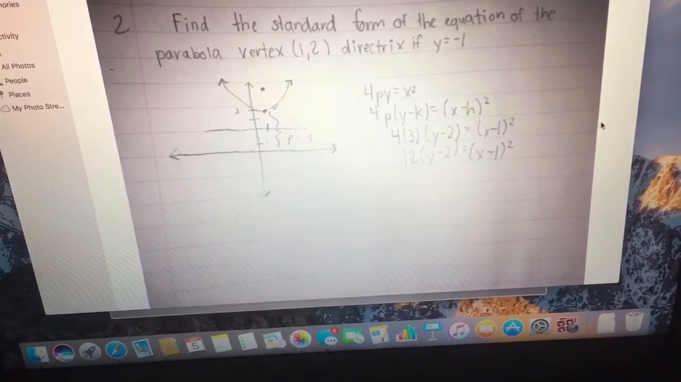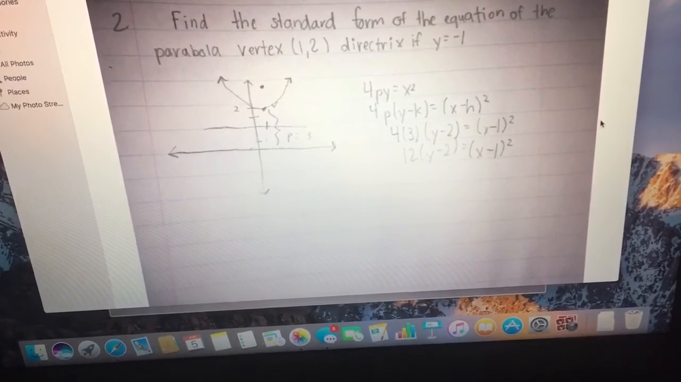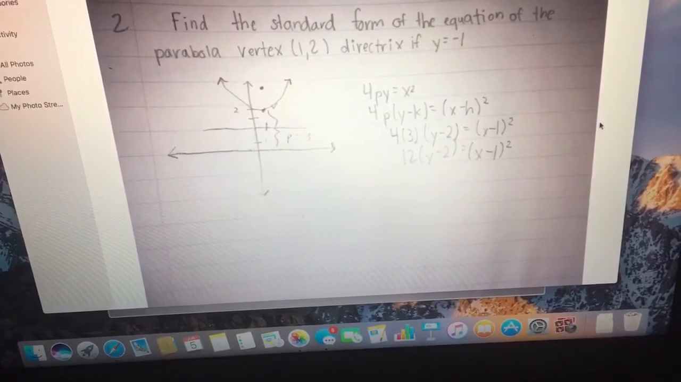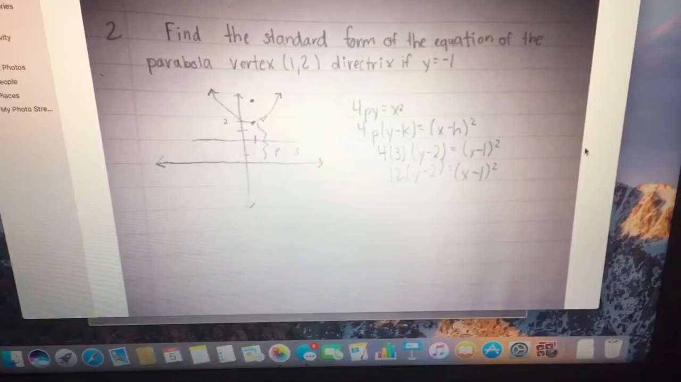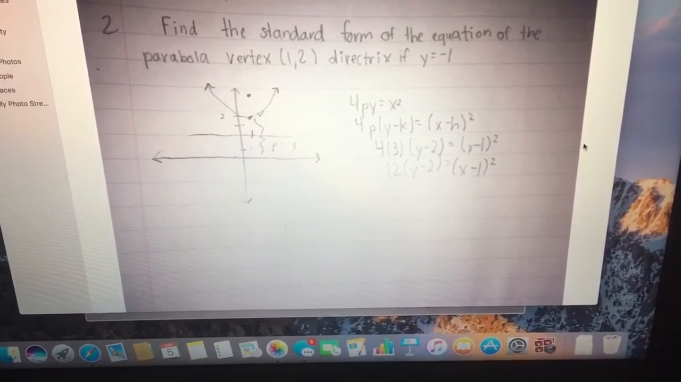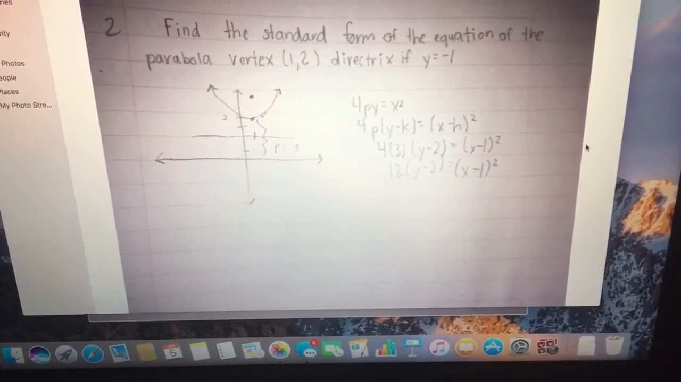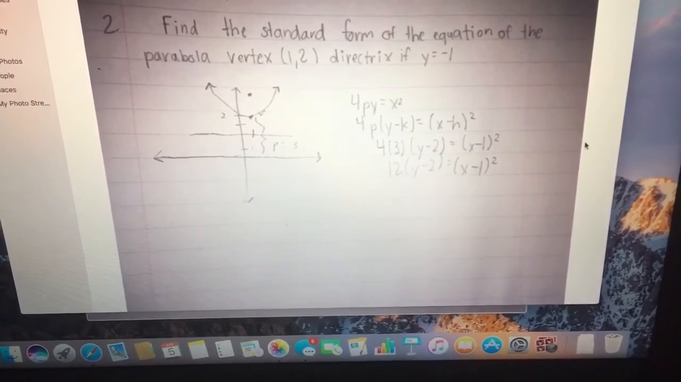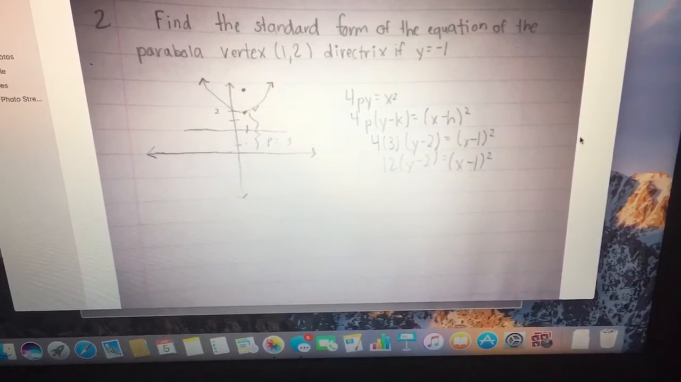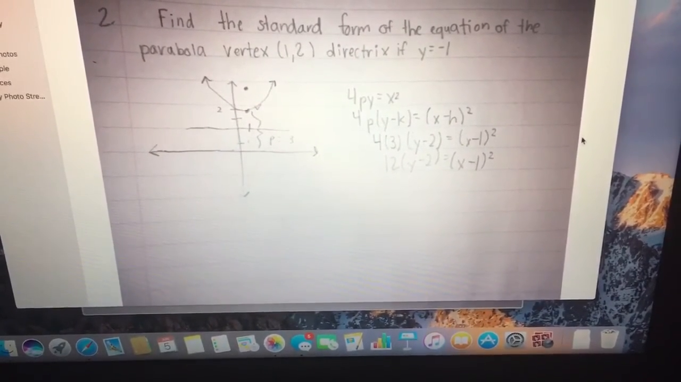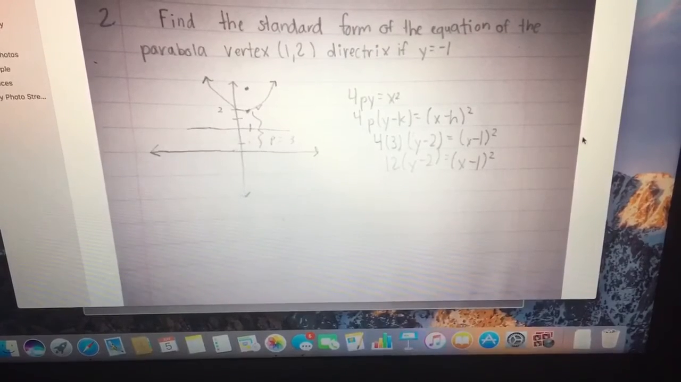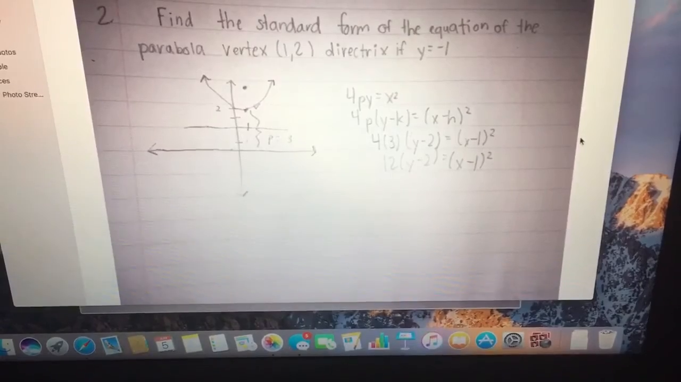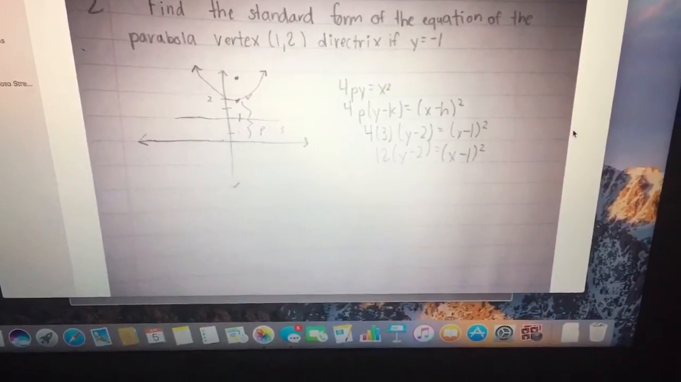So my generic equation is going to be 4py equals x squared, and I know I'm going to translate it, so that's going to be 4p times (y minus k) equals (x minus h) quantity squared. Now you can just substitute in all the numbers that I know. So we determined that p was 3: 4 times 3 times (y minus 2) equals (x minus 1) quantity squared. If you simplify, you get 12 times (y minus 2) equals (x minus 1) quantity squared, and that's the equation.